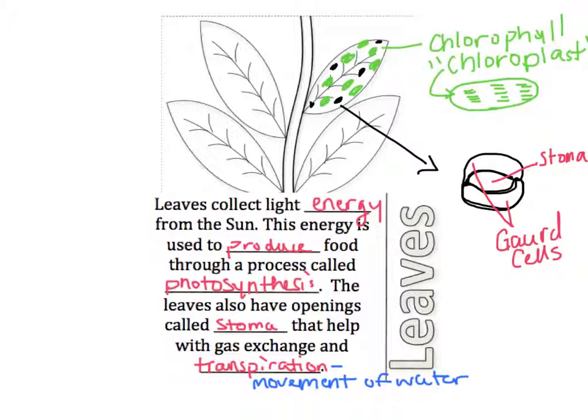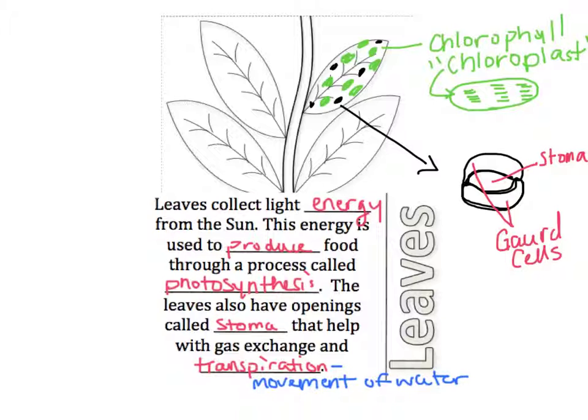And what happens is when the stoma need to open up, those cells are going to have an exchange of water in them. So they can either swell up in order to open or relax by releasing water out of them. So the cells themselves aren't always open. That stoma is not always open.